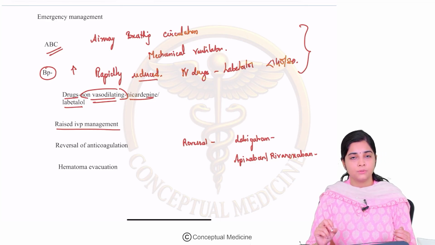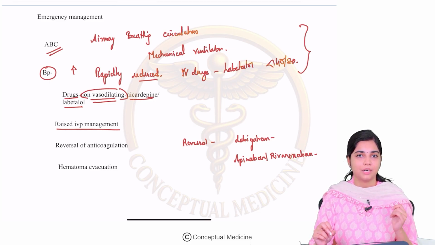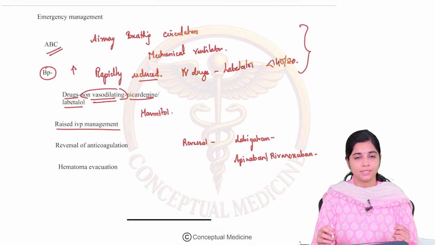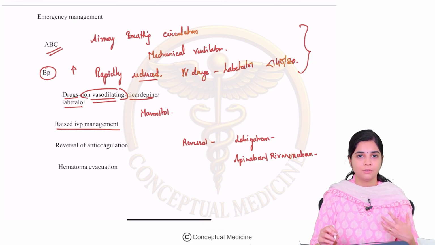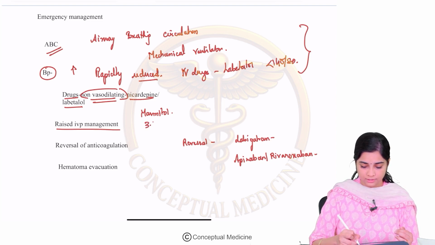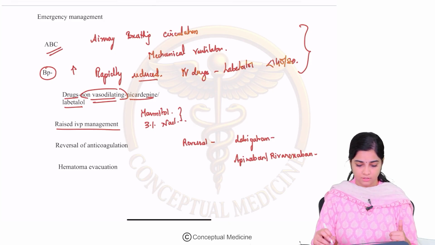Also, like I told you before, there can be a sudden rise in the intracranial pressure, and hence you will have to give anti-edema measures. What are the drugs used in anti-edema measures? They are your mannitol, which is an osmotic diuretic, which is going to bring down the excessive edema, or you can give hypertonic saline, or 3% NaCl. So, this is how you medically manage your raised ICP, right?